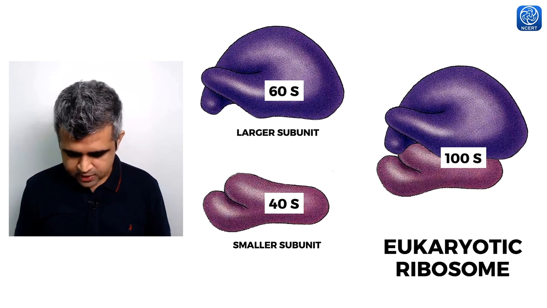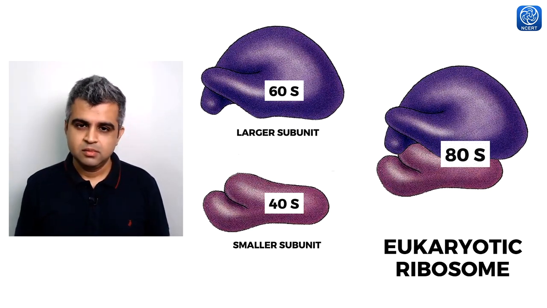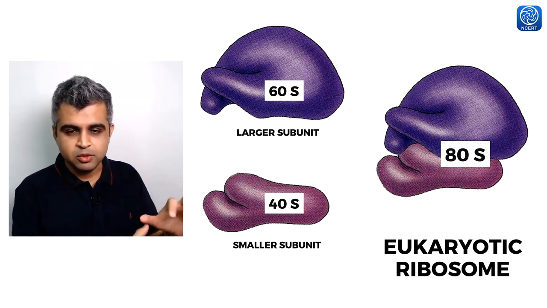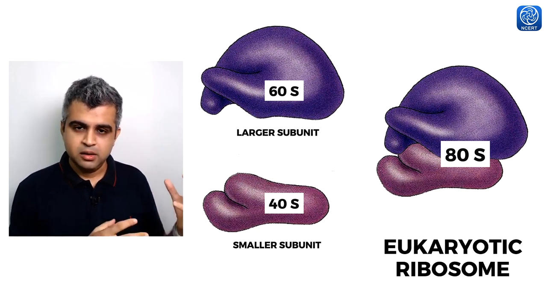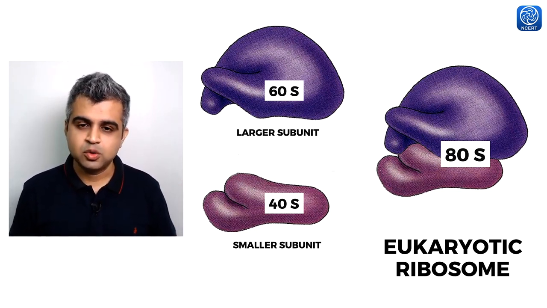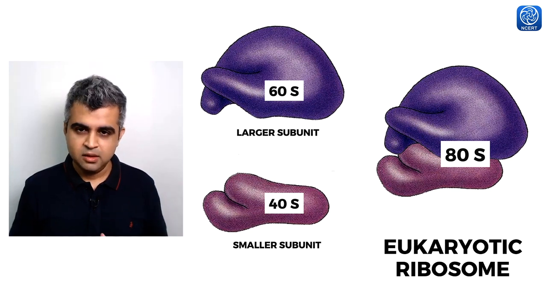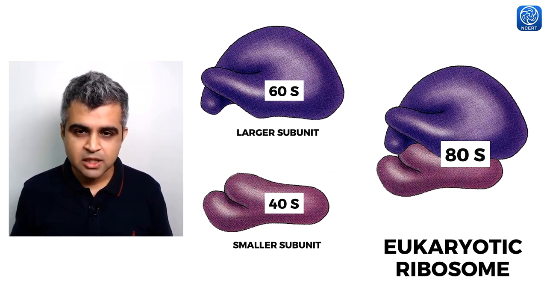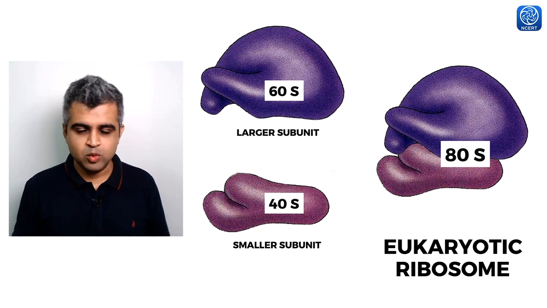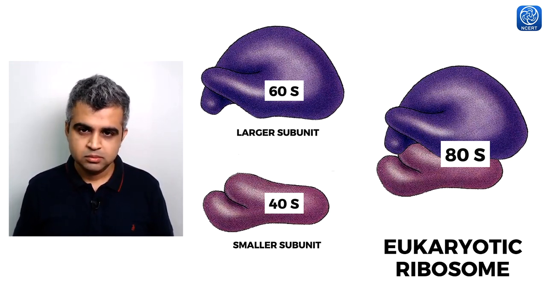So in this case, it is going to be 80S. So once the larger and smaller subunit come together, their rate of sedimentation or the sedimentation coefficient becomes 80S. So eukaryotic ribosomes are 80S ribosomes. I hope this is extremely clear to you now.